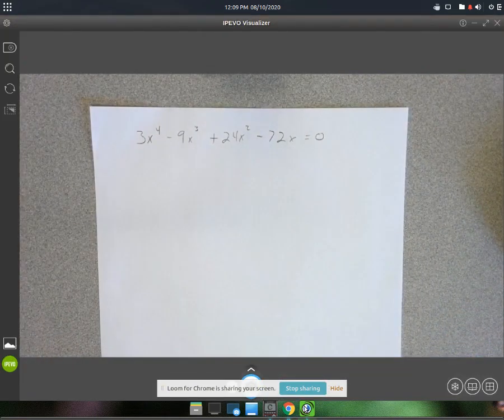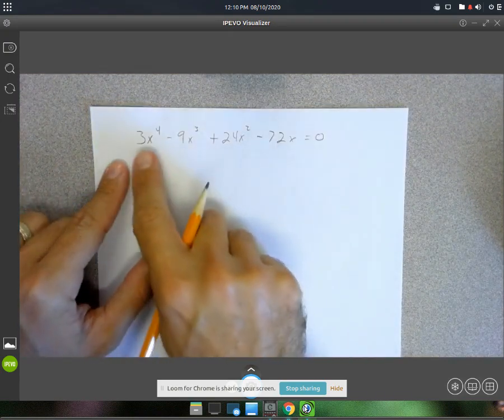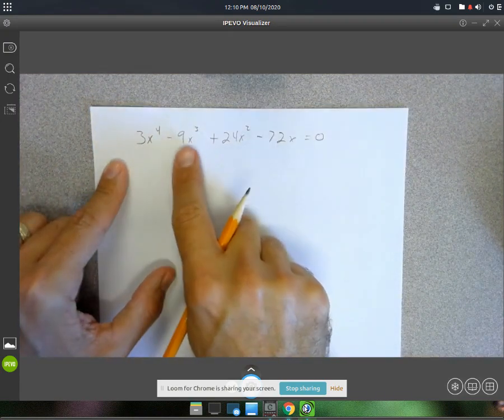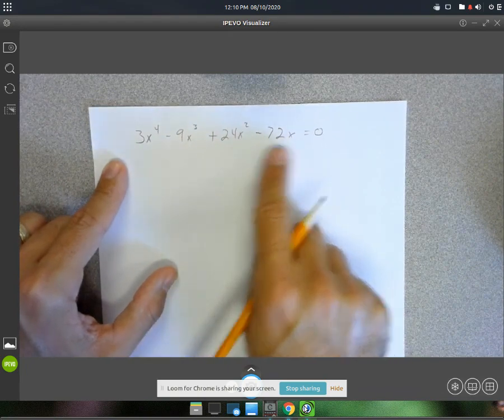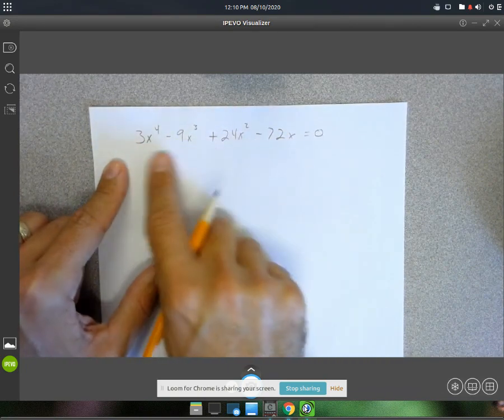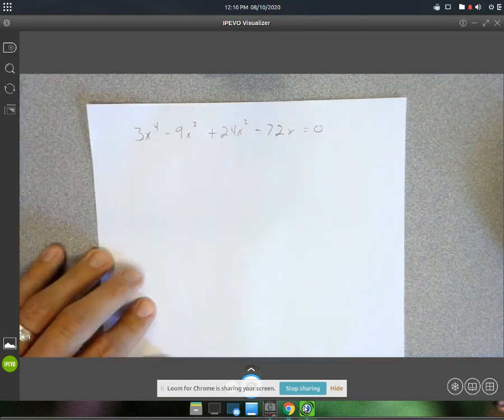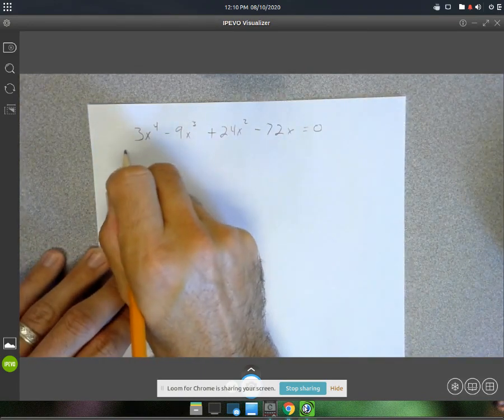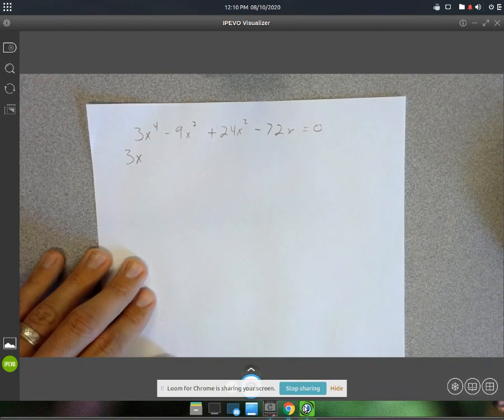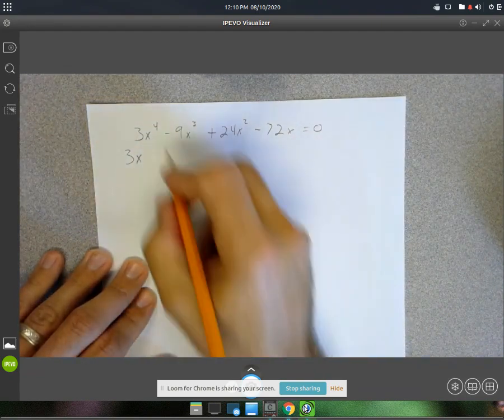Got a couple more examples for you here. This is still just factor by grouping to solve the equation. So if we're going to solve this, notice that every term has an x this time, and every term can be divided by 3. So what I'm going to do to start is factor out a 3x, because 3 and x go into all of those.